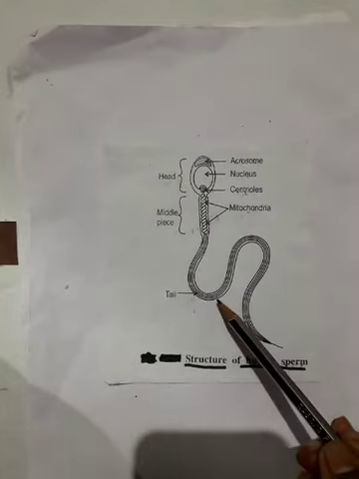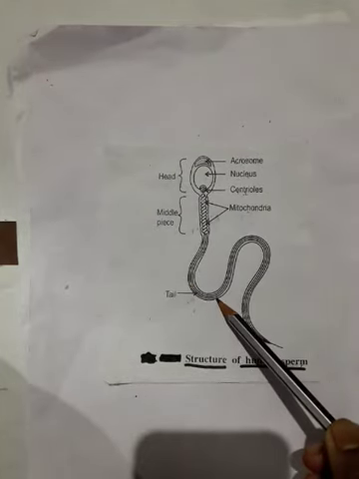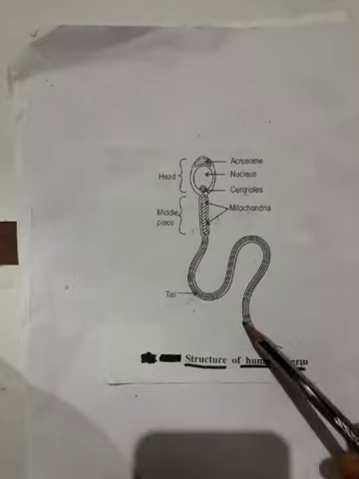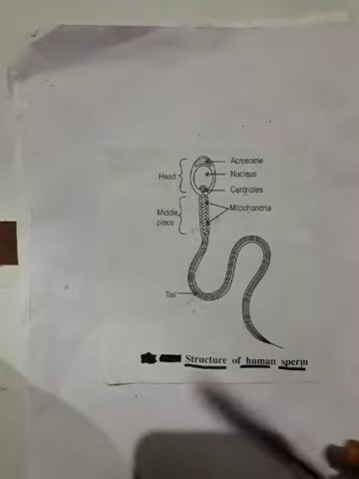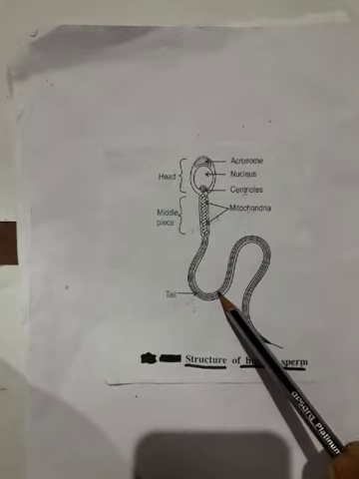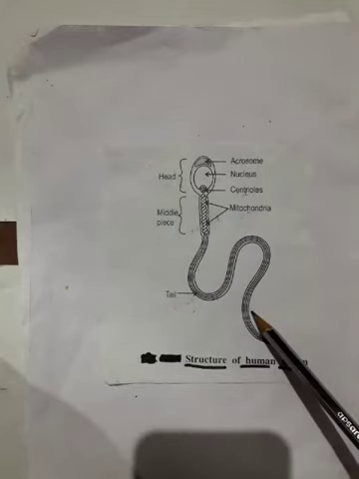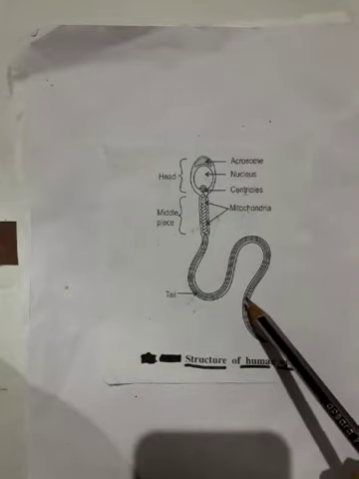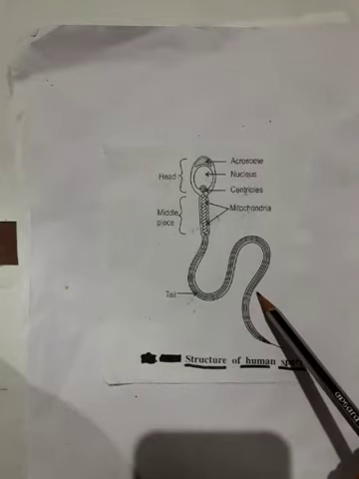The last region is the tail region. It is the longest part of the sperm which contains the axial filament running throughout its length. The major portion of the tail is covered by protoplasmic sheath called the main piece and the uncovered part is called the end piece. The lashing movement of the tail helps in the movement of the sperm.